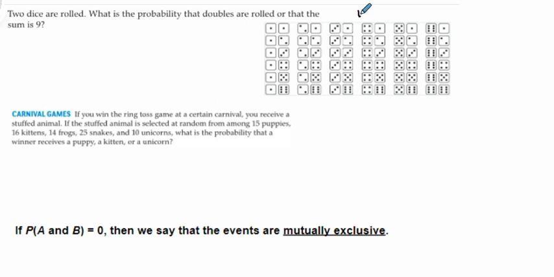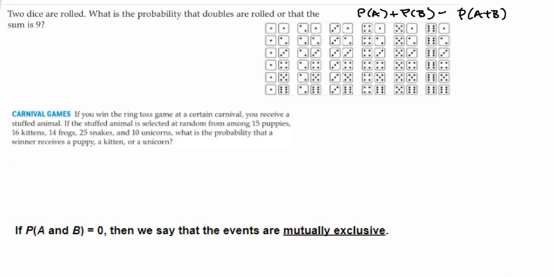To remind ourselves, we have our formula, right? P of A plus P of B, and then you subtract the intersection, the P of A and B. So it says two dice are rolled, and they show you all the different possibilities of what it could be. What is the probability that doubles are rolled or that the sum is 9?